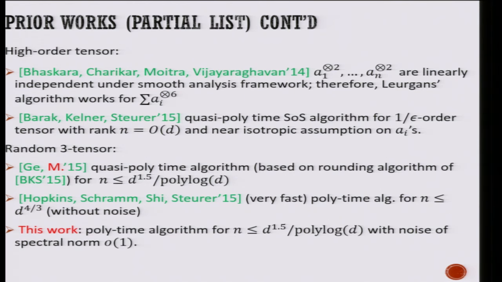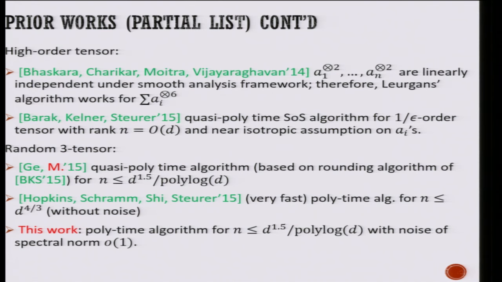The main improvement is from d to the four thirds to d to the three halves. And compared to that, we improve the running time from quasi-polynomial to polynomial. Does the 1.5 depend on the order of the tensor? Yes. If the order is higher, do you get something better? I think usually it's k over 2.